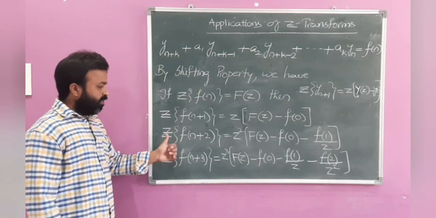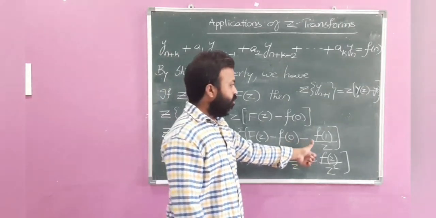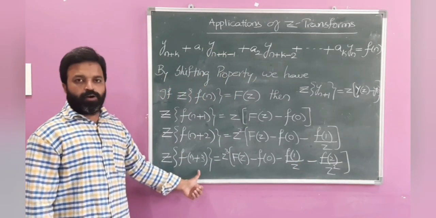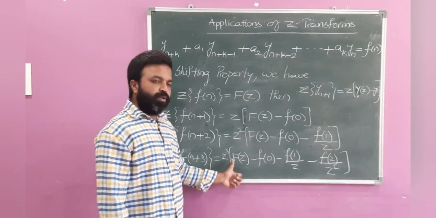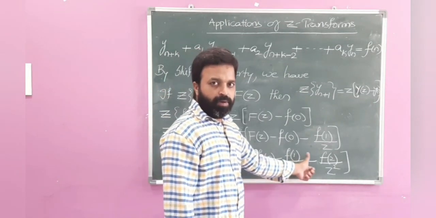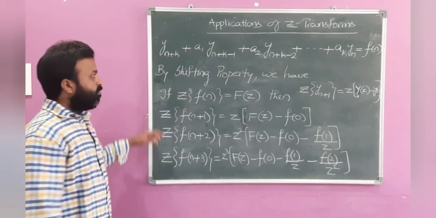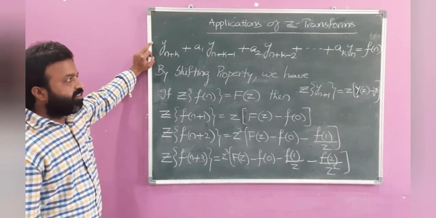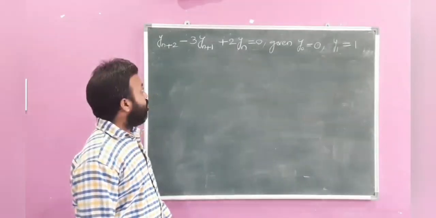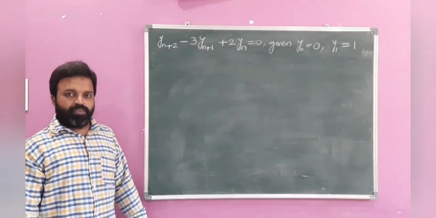Next, z transformation of f of n plus 2 is z square into f of z minus f of 0 minus f of 1 by z. And similarly we have z transformation of f of n plus 3 as z cube into f of z minus f of 0 minus f of 1 by z minus f of 2 by z square, and so on, these formulas using the shifting theorem. So to solve this equation, we use the shifting property. Okay, so this is the difference equation. Now we will solve this difference equation by using Z transforms.